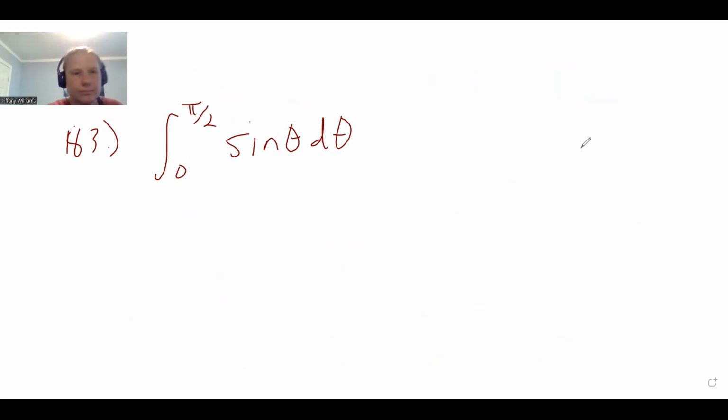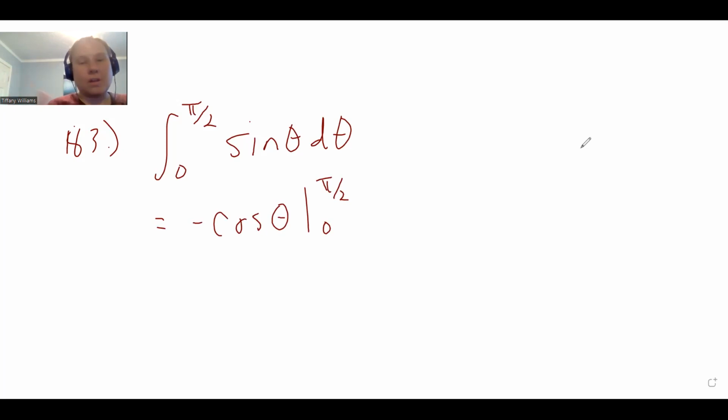Okay. So just like we did last time, I'm going to take the integral of sine. The integral of sine, remember, is going to be negative cosine of theta. To get negative cosine of theta, I'm going to evaluate that from pi over 2, or excuse me, from 0 to pi over 2. I always end up saying that backwards. I apologize.